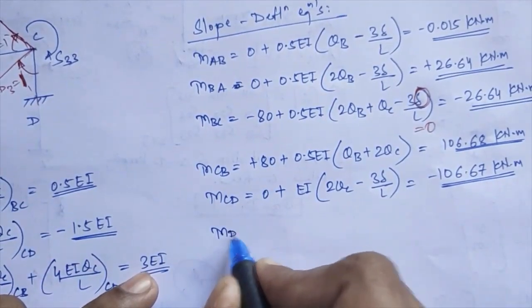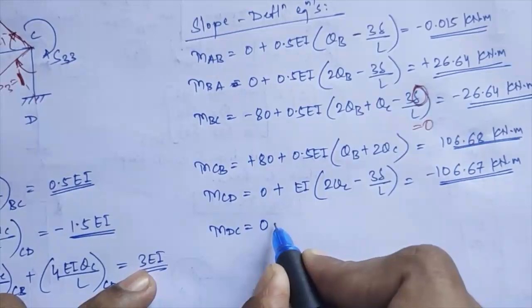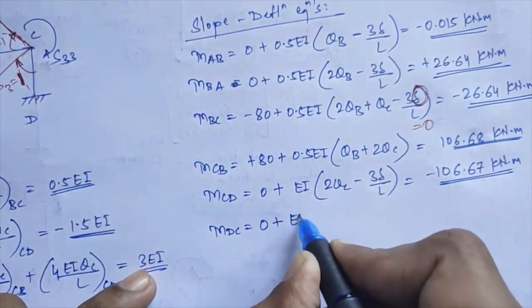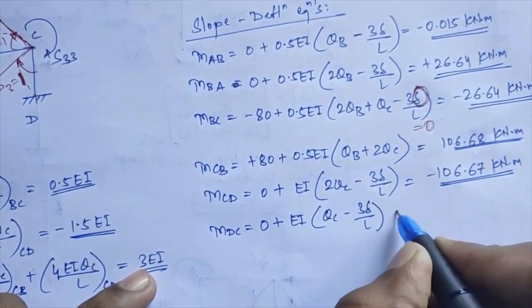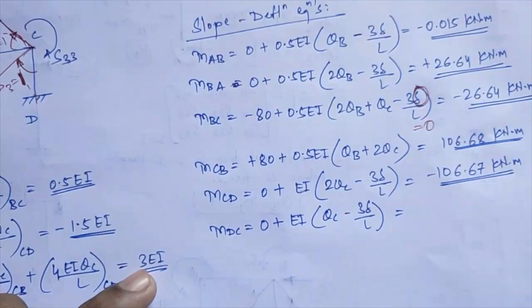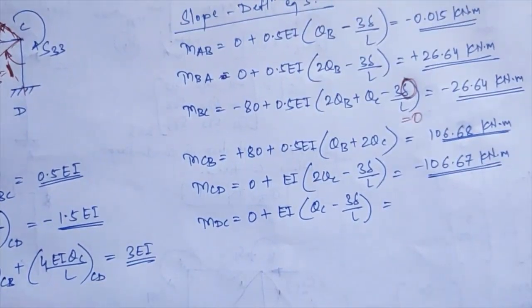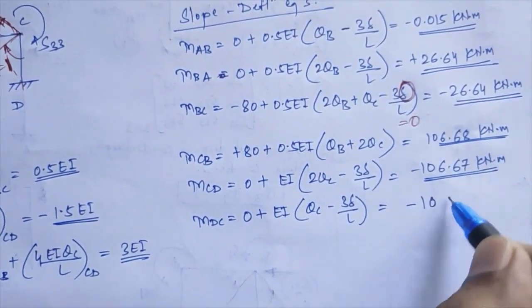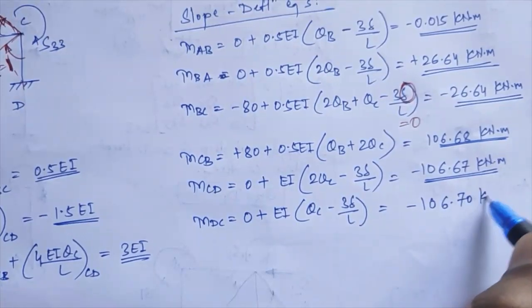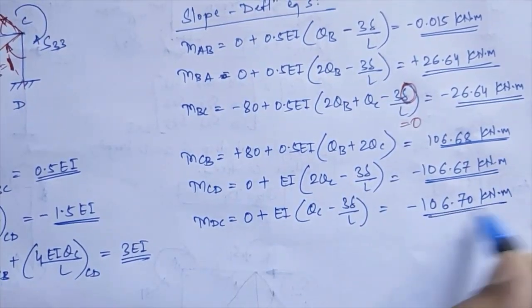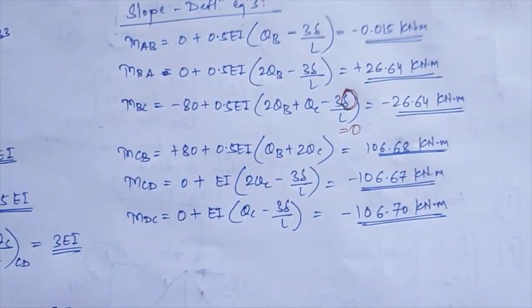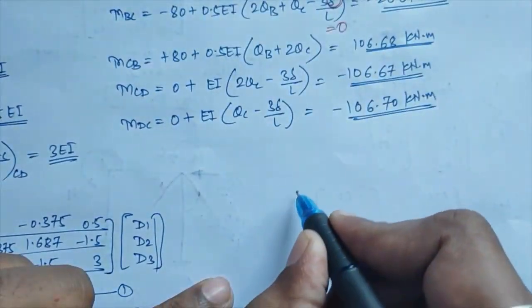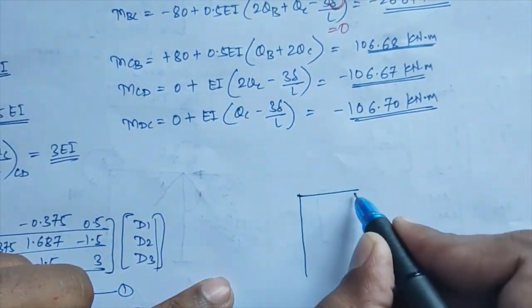And the last moment MDC, I am getting as MFDC, again 0 plus EI theta C minus 3 delta upon L, that I am getting as minus 106.70 kilonewton meter. Okay, so these are all the final moments which I am getting here. Now I will draw the diagram of BMD from this.